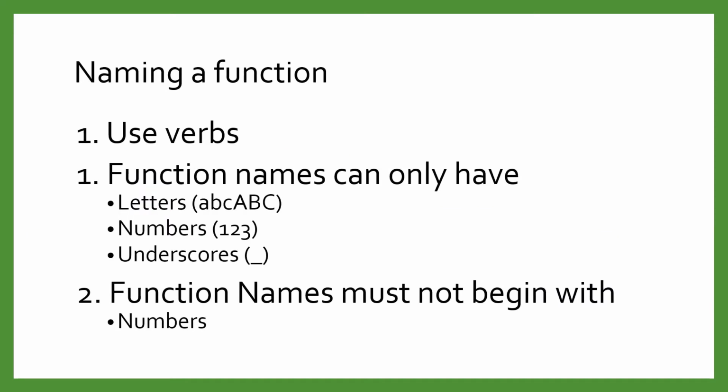Usually, you should use a verb as the name of the function. The name helps other programmers understand what the function does. Naming a function is just like naming a variable. It may only use letters, numbers, and underscores, and it cannot start with a number.